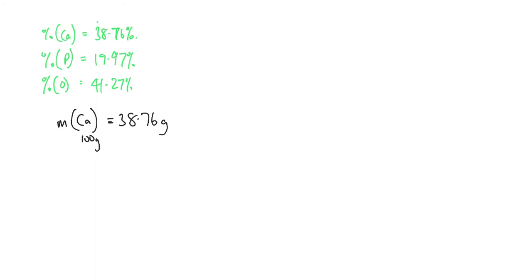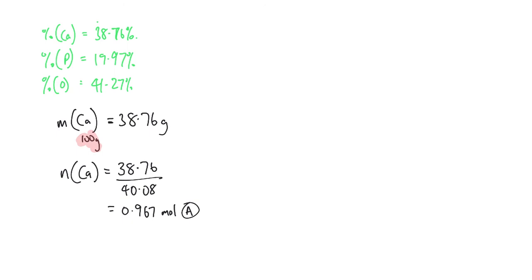You have to state this step, because without stating this step, you're turning a percentage into moles, and that just doesn't work. So you have to say that I'm converting it into a mass, and you have to annotate that it's in 100 grams. The next step would be to work out the number of moles of calcium: 38.76 divided by the molar mass of calcium, which is 40.08, which happens to be 0.967 mole. We're going to save that as A.